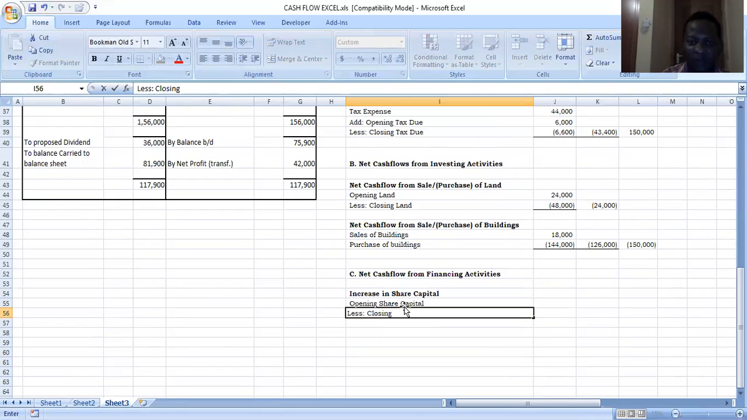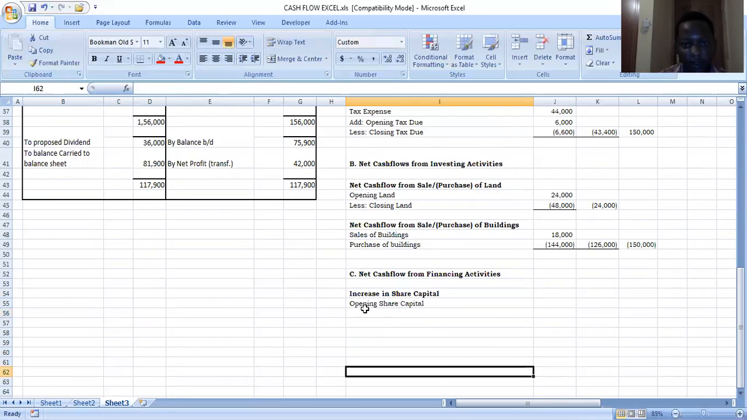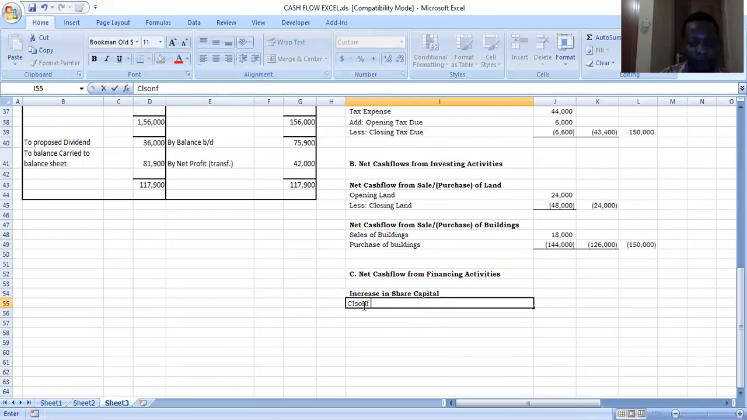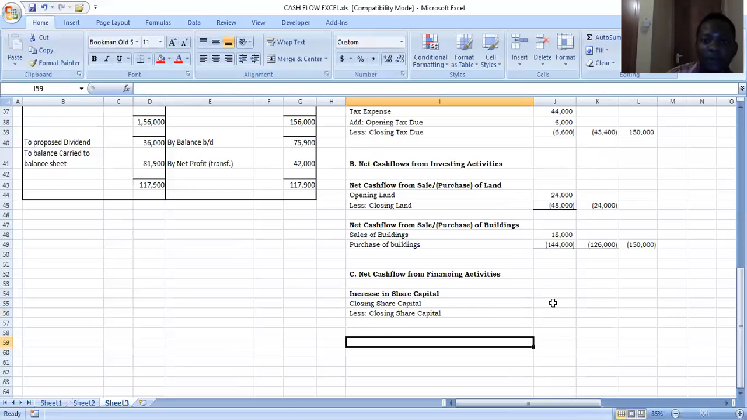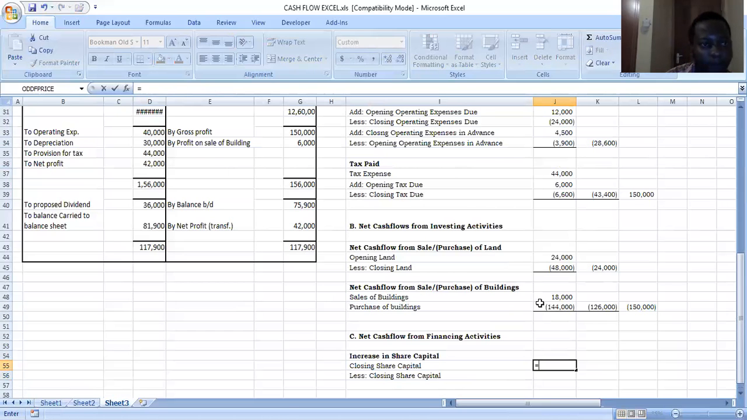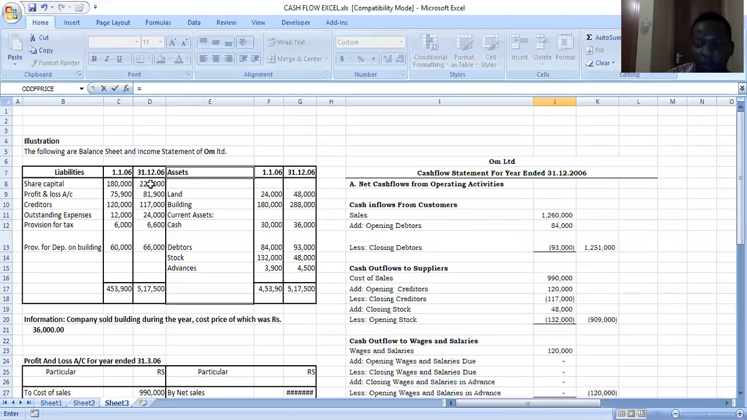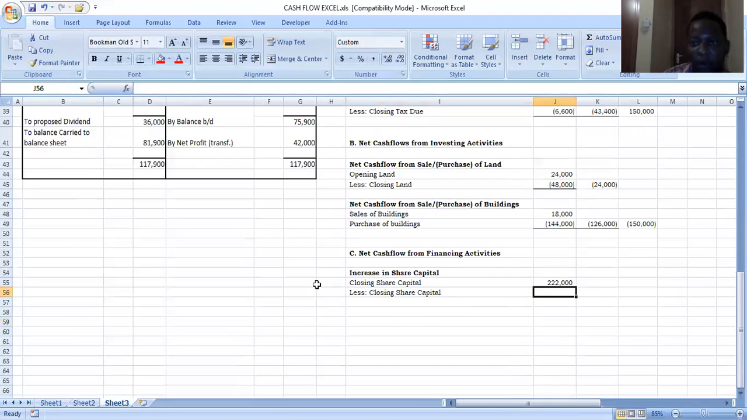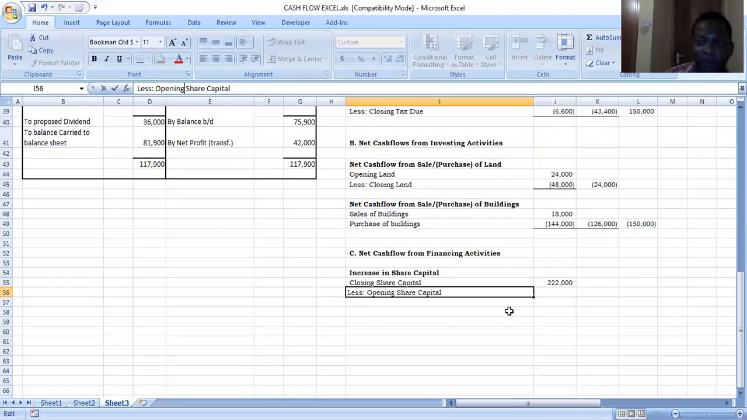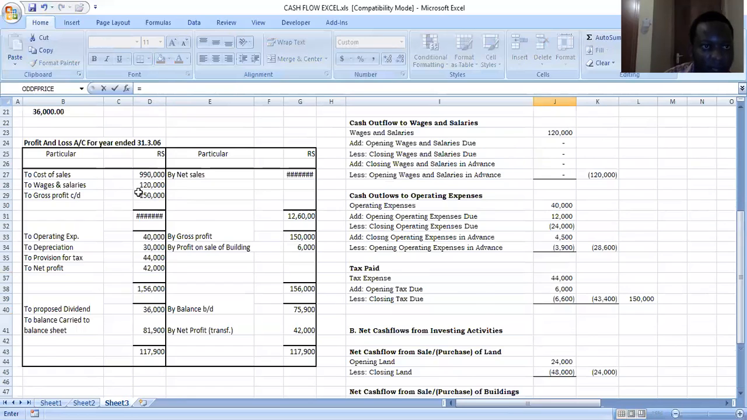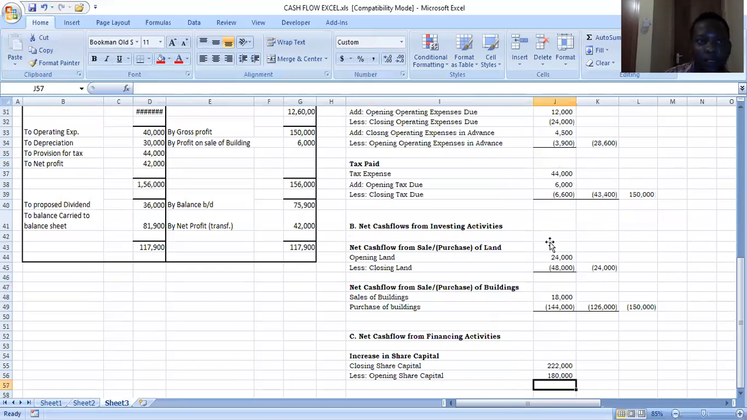Sorry, yeah, less closing. Okay, let it be closing share capital. Share capital, less closing share capital. So the closing share capital in this case is 322. Then we less the opening share capital, less the opening, not closing, opening share capital. So we less the amount is 180,000 shillings. So we put it in brackets to show that we are deducting.